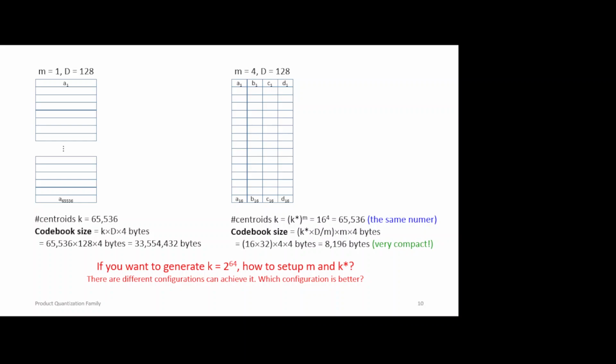Okay, so based on this, how many centroids can you generate? Here 16, and the second is also 16, 16, 16. You have 16 codewords in each, and when you combine them together, in total you will have 16 to the 4th. We can generate the same number of centroids, 65,000 centroids. Okay, any problem?